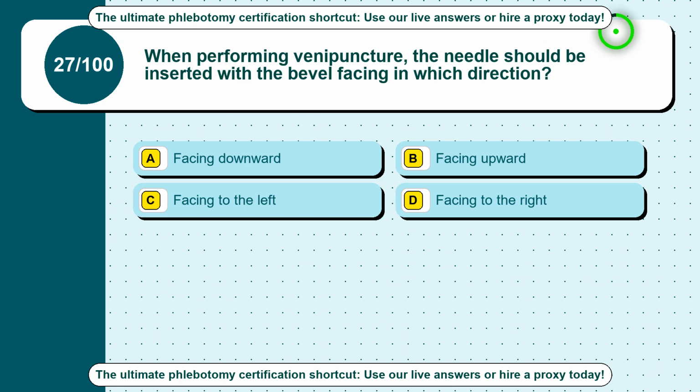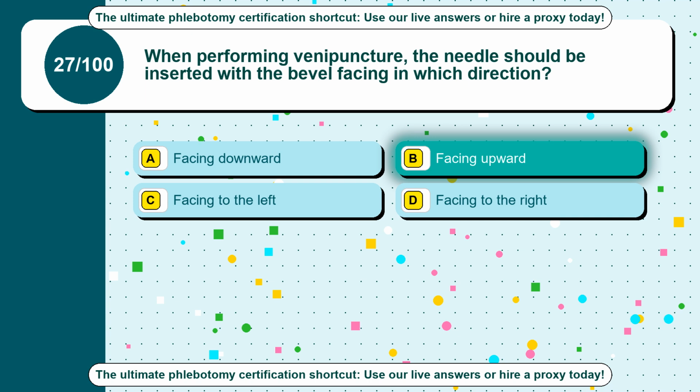Question 27. When performing venipuncture, the needle should be inserted with the bevel facing in which direction? Option A, facing downward. Option B, facing upward. Option C, facing to the left. Option D, facing to the right. The correct answer is option B, facing upward.